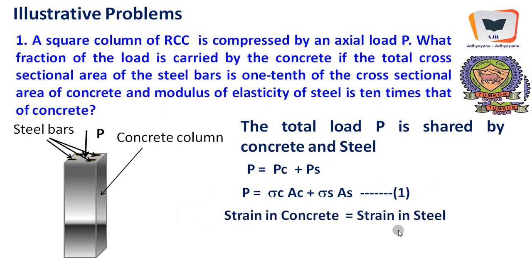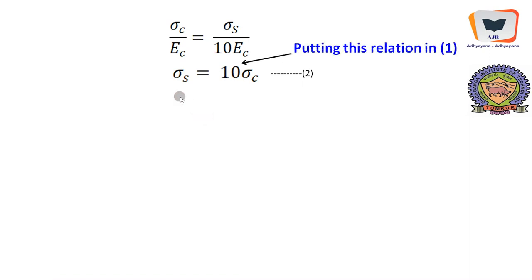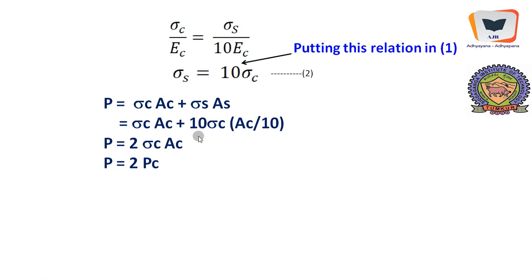And strain in concrete equals strain in steel. Therefore, strain is stress divided by modulus of elasticity, so sigma C by EC equals sigma S by ES. If we cross multiply, and ES is given to be 10 times EC, we obtain a relation: stress in steel equals 10 times stress in concrete. Putting this relation in 1, we have this particular relation. Now it is good enough.